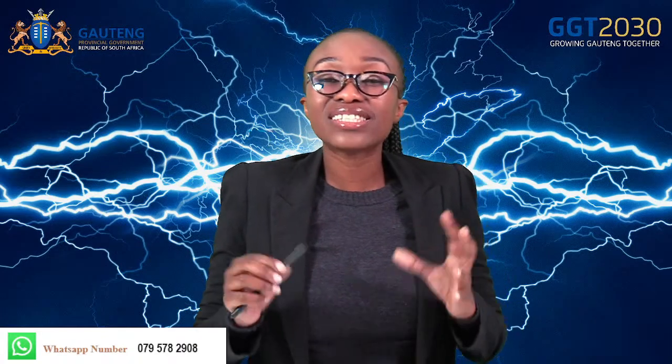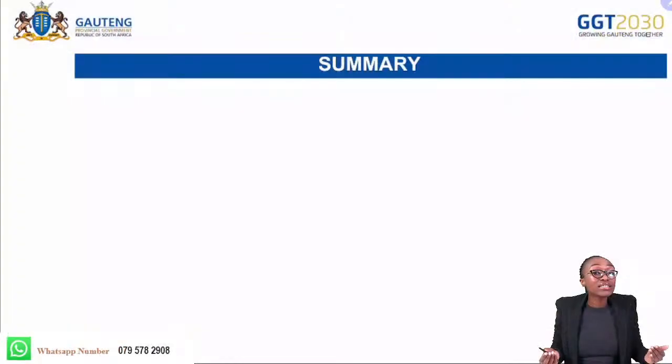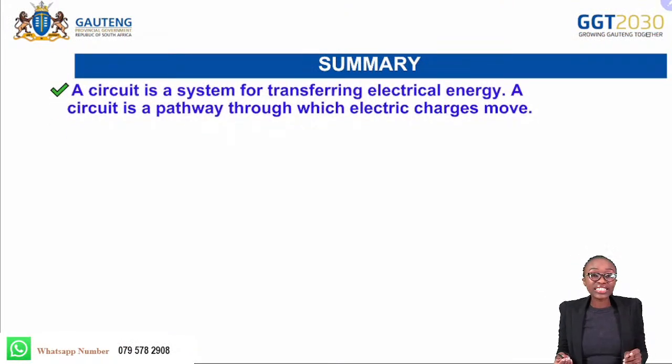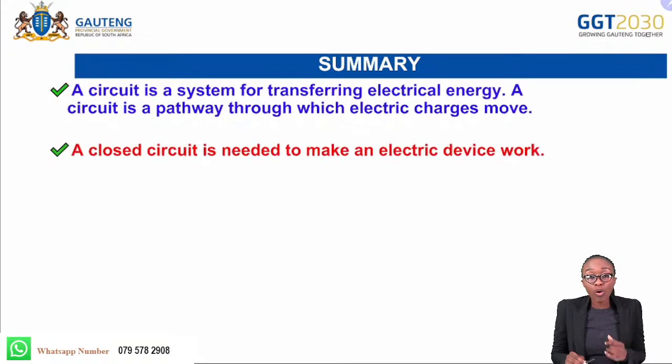Now, let us summarize our lesson. What did we learn today? We learned that a circuit is a system for transferring electrical energy. A circuit is also a pathway through which electric charges move. We also learned that a closed circuit is needed to make an electric device work.